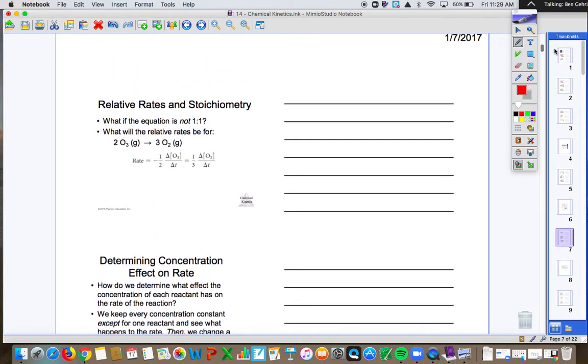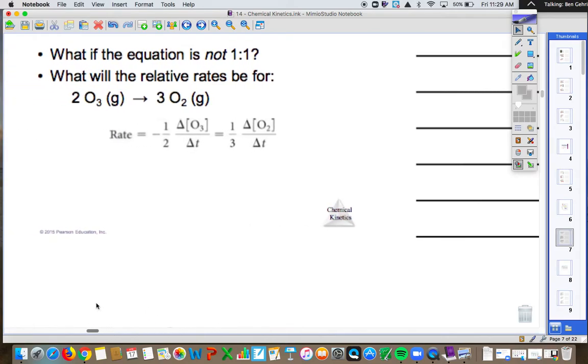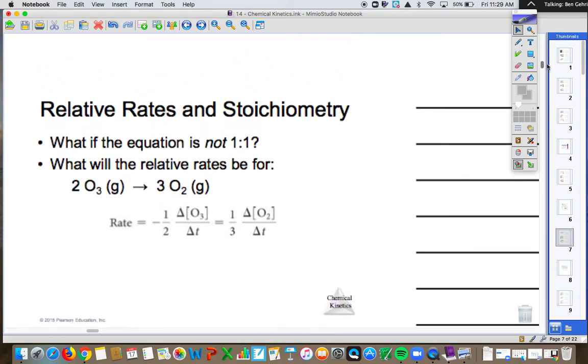All right. We're looking at rates. Relative rates and stoichiometry. We can look at comparisons. So in this case, what if the above one with the 1-chlorobutane becoming 1-butanol was a 1-to-1 ratio? But what if it's not? So in this case, what are the relative rates for 2O3, which is ozone, producing 3O2, which is oxygen gas?